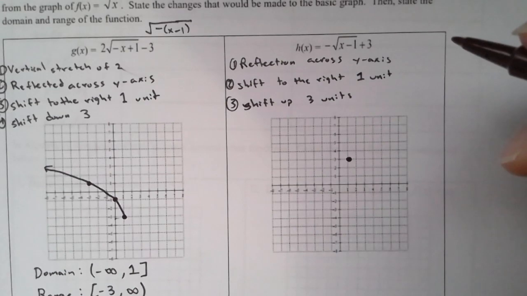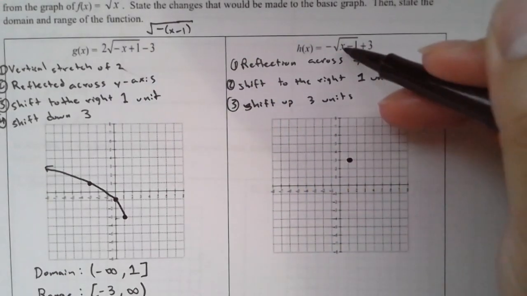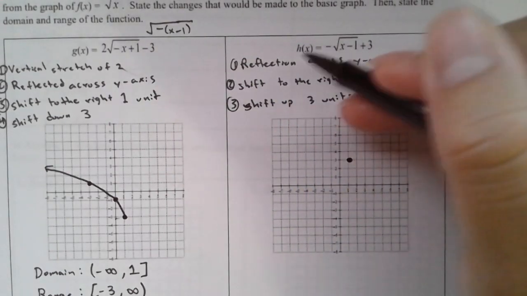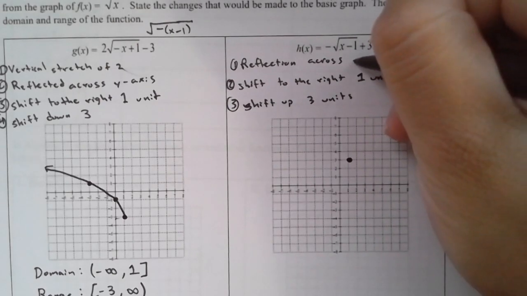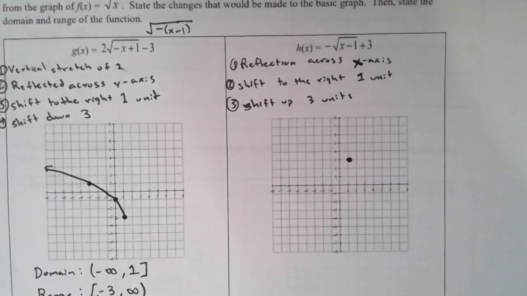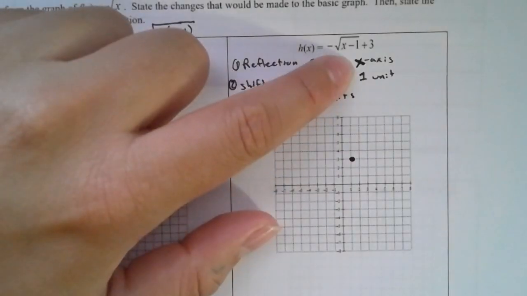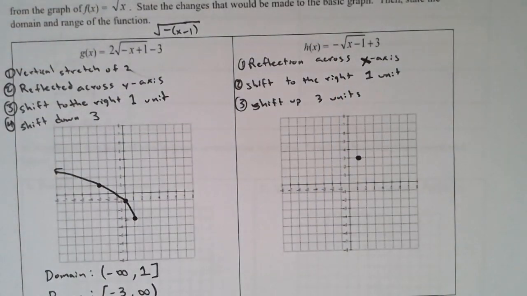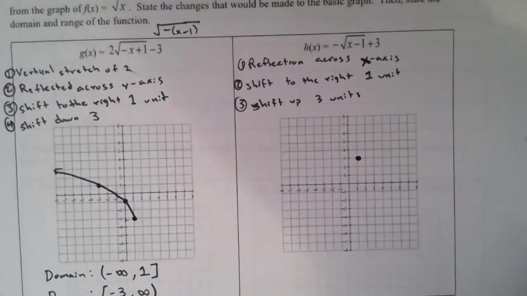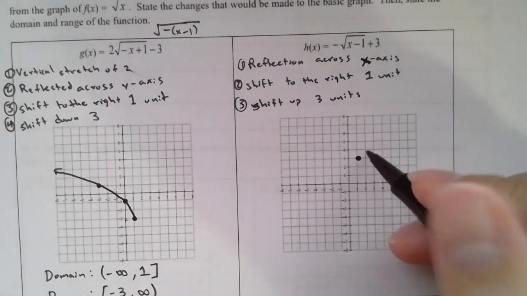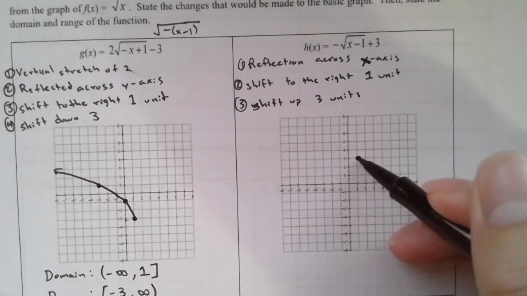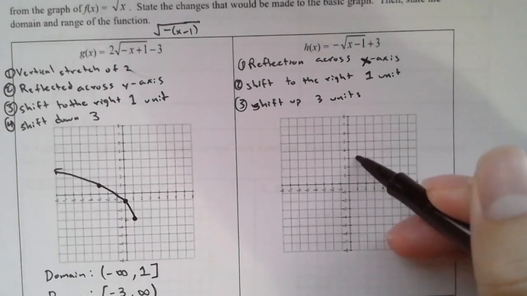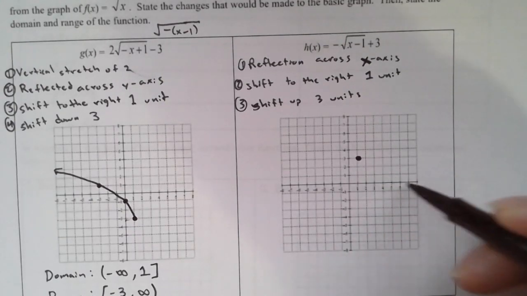Wait, what's the remount? Oh, okay, I see. There's no minus in there, but it's outside, so it's actually a reflection over the x-axis. I apologize there. It's not y-axis, it's the x-axis, because the negative is in the front, outside. So that's where I'm starting. This point's still correct, but instead of going this way, I'm going to be going this way. It's a reflection over the x-axis. So going this way instead.